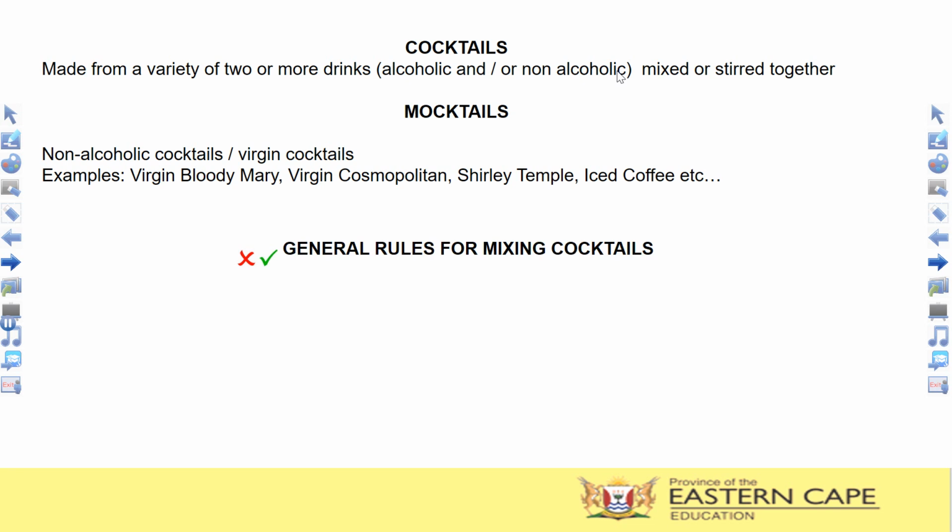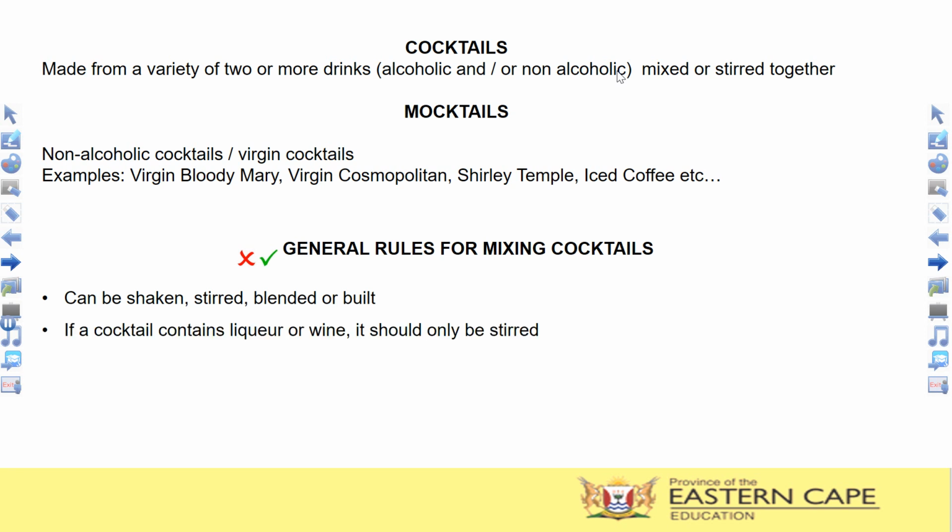There are general rules that you need to adhere to when you are mixing cocktails. Cocktails can be shaken, stirred, blended, or they can be built. If a cocktail contains a liqueur or a wine, it should only be stirred using a stirring spoon. If it contains cream, fruit juice, or eggs, it must be shaken so that the different ingredients can be easily incorporated.